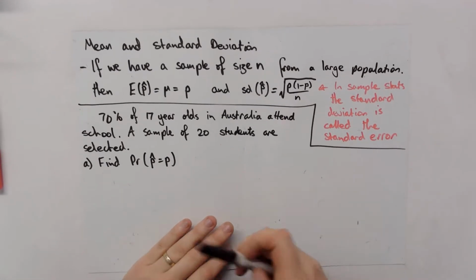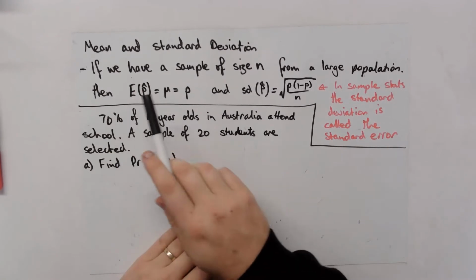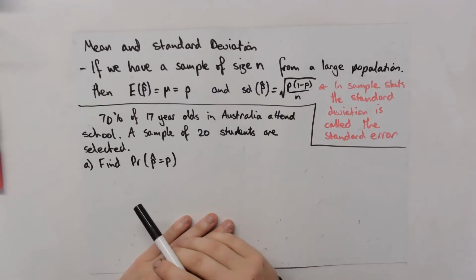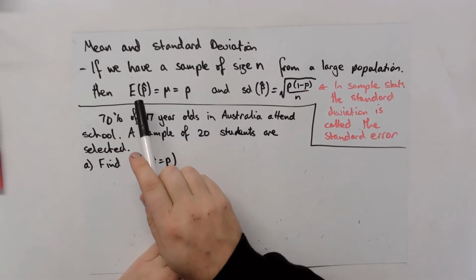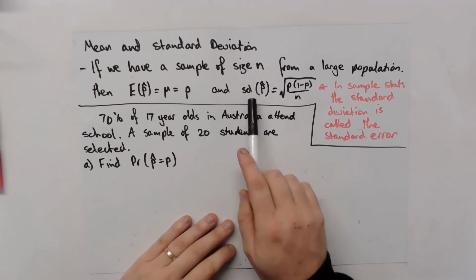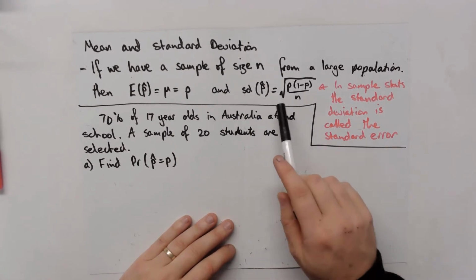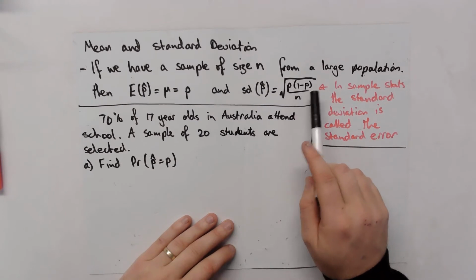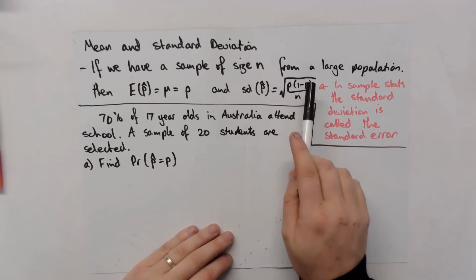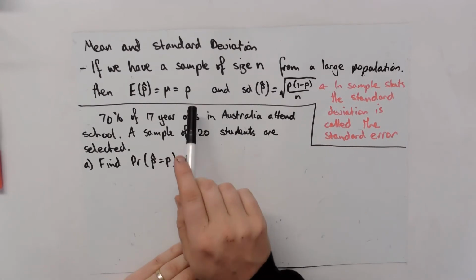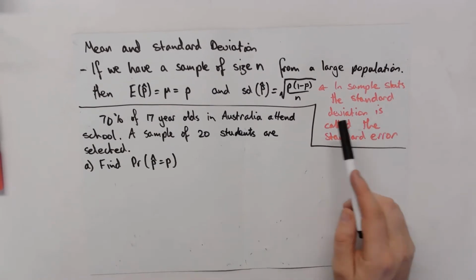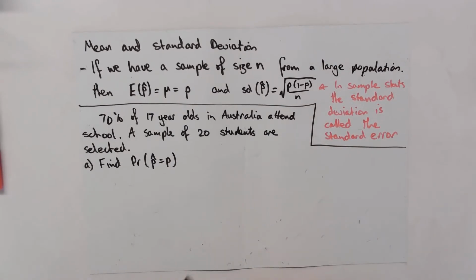We can then talk about the mean and standard deviation. If we have a sample of size n from a large population, then the expected value of p hat, or the mean, is just equal to p. The standard deviation of p hat is equal to the square root of p times 1 minus p on n. You'll notice this is the same as binomial distribution, but slightly different. In sample statistics, the standard deviation is called the standard error. That's one other little change.